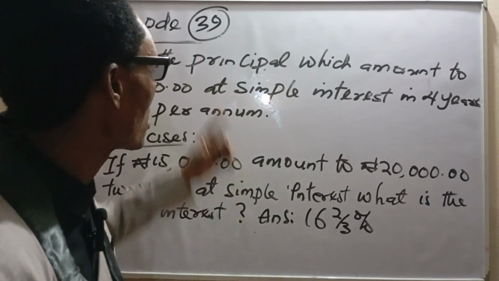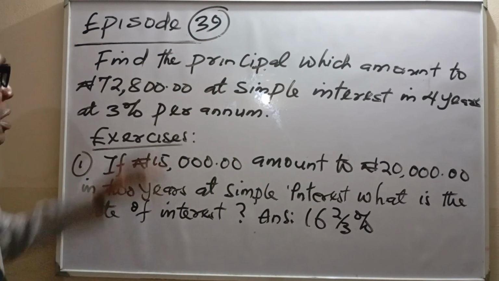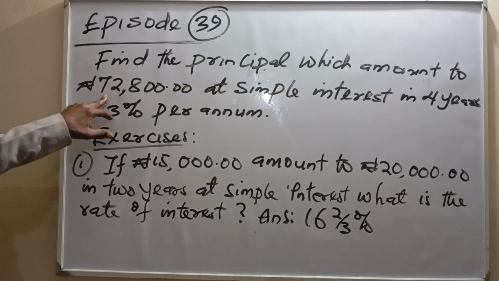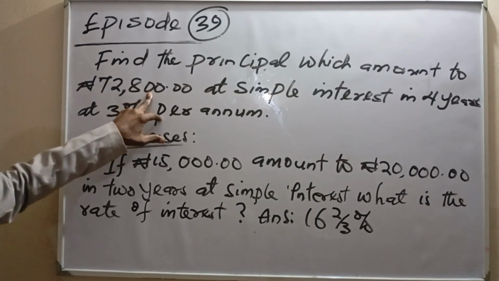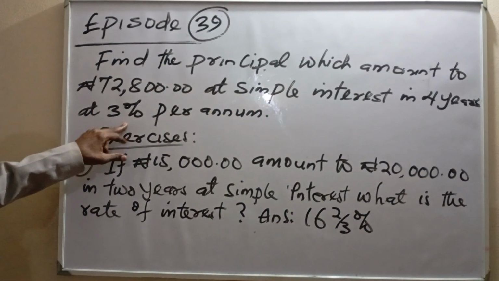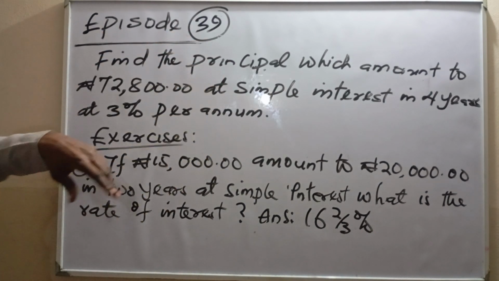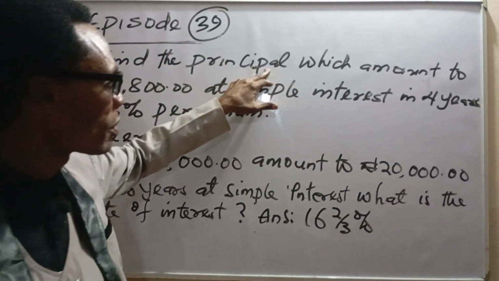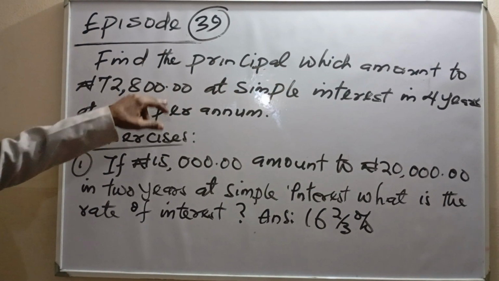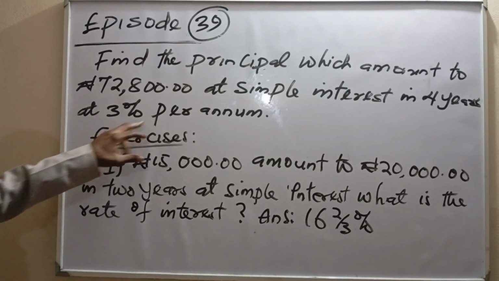So let us consider the next episode, which is episode 39, which says: find the principal which amounts to 72,800 naira at simple interest in 4 years at 3% per annum.